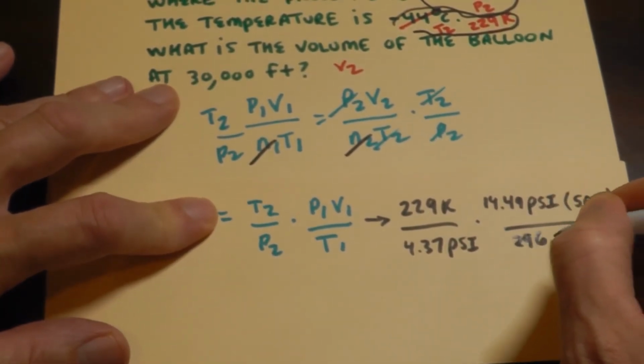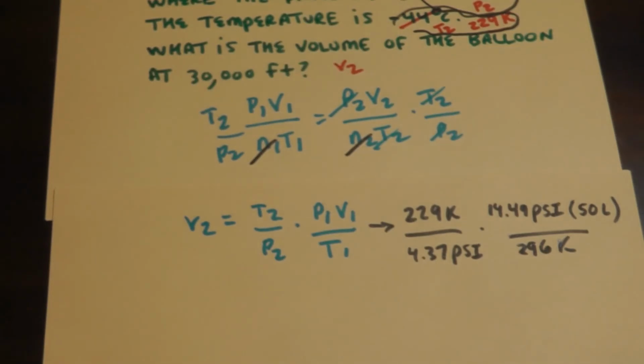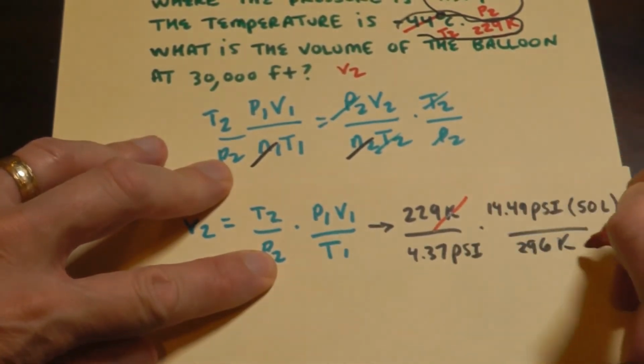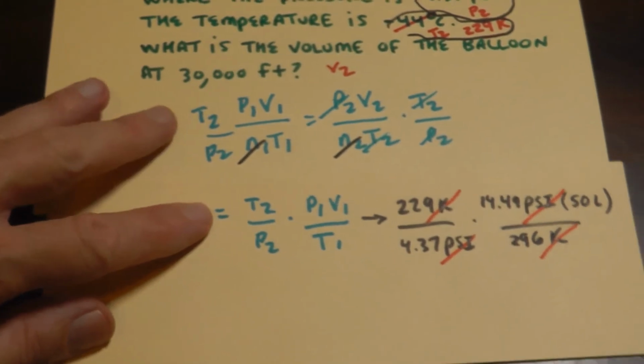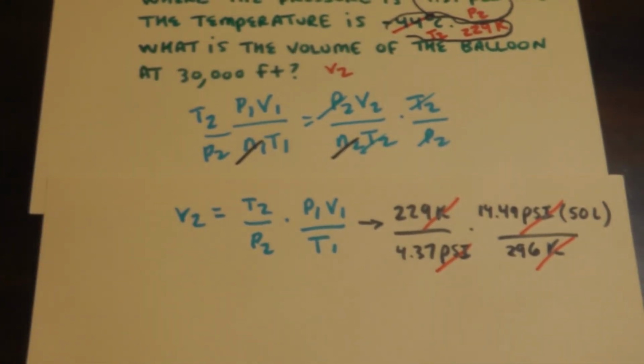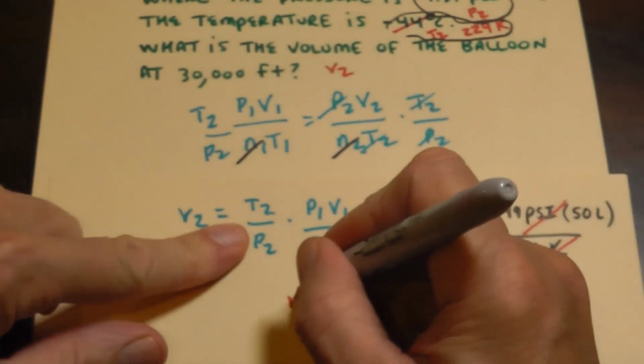So what's going on? Well, I better check myself before I wreck myself and make sure my units all cancel. Kelvins cancel, psi cancel. And so what I got going on is a way lower pressure, but also a way lower temperature. They kind of fight each other, those two terms, and who's going to win? We'll find out. And you know, weather balloons do expand when they go up there. Oh, I might have spoiled it. Darn. 14.49 times 229 times 50 divided by 4.37 divided by 296. And I got 128.26 liters.